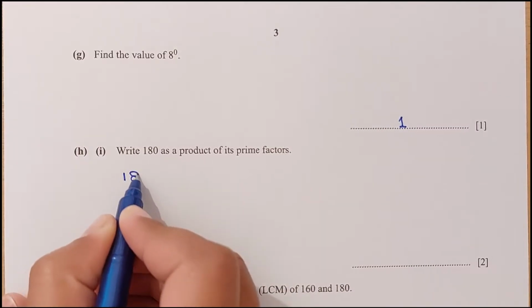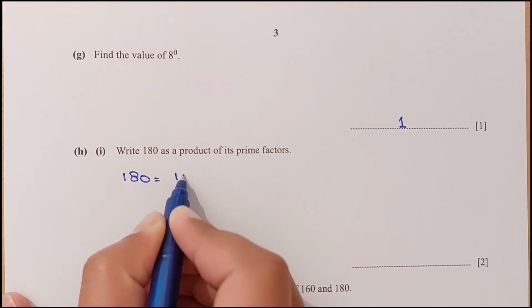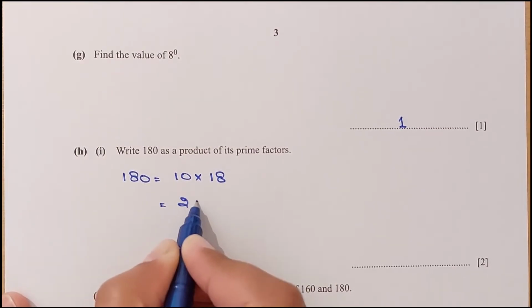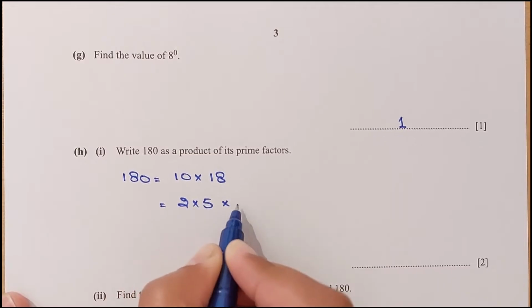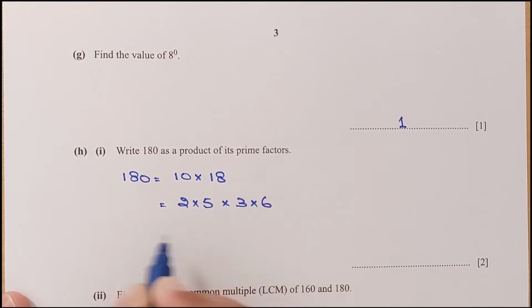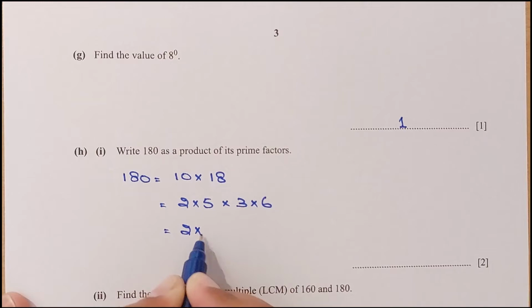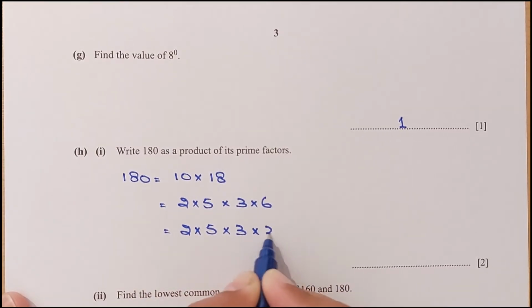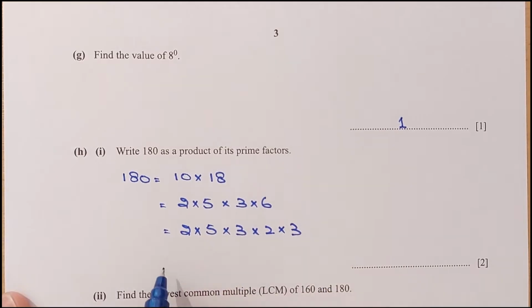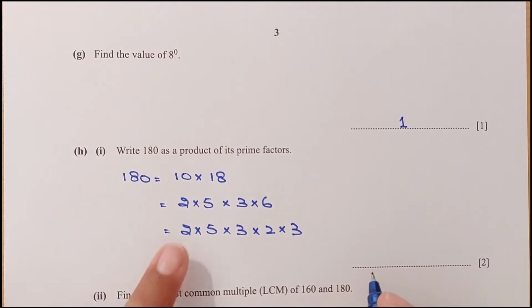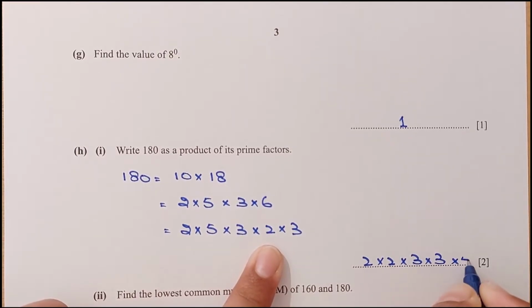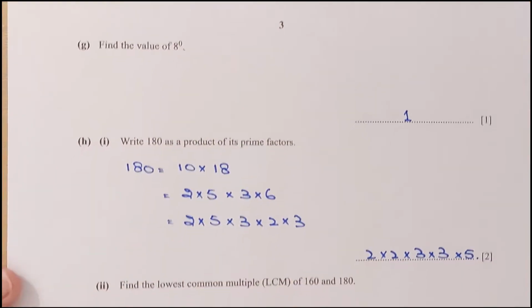Now part H, 1, write 180 as a product of its prime factors. We can say 10 times 18 is 180, and 10 is 2 times 5 and 18 is 3 times 6. Here we have 2 times 5 times 3. 6 is not a prime number, this is 2 times 3. Now let me arrange. 2 appears twice: 2 times 2, times 3 times 3, times 5. So this is the prime factorization of 180.